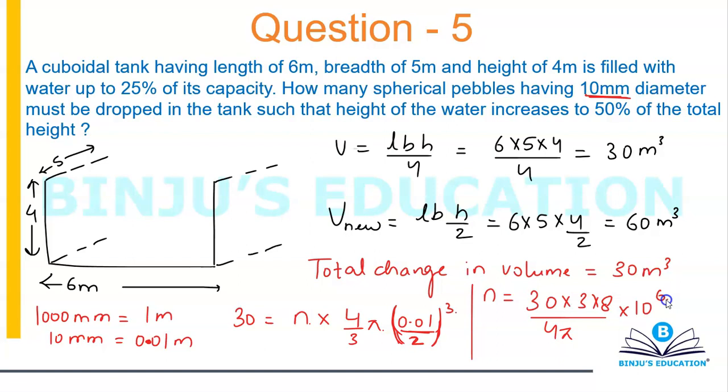The formula is 4 by 3 pi r cube, not d cube. And what is radius? Radius is diameter by 2. So that will be approximately 57.32 into 10 to the power 6. These many pebbles you require. Anyways, I hope that the concept is clear. It was just one small calculation error on my side, but I hope the concept part is clear. That's more important.